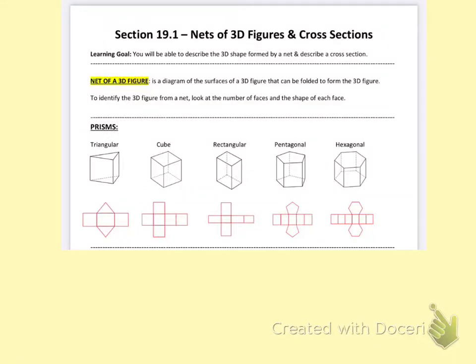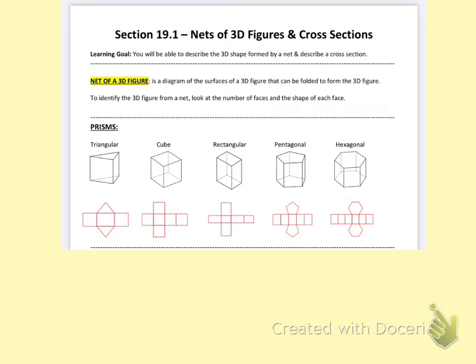This is Mrs. Brunk. Thanks for joining me for Geometry B and Module 19.1, which is nets for three-dimensional figures and cross-sections. So our learning goal today is to be able to describe the 3D shape formed by what's called a net and to describe a cross-section.